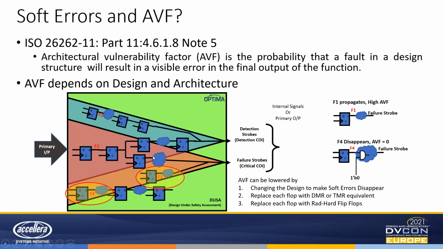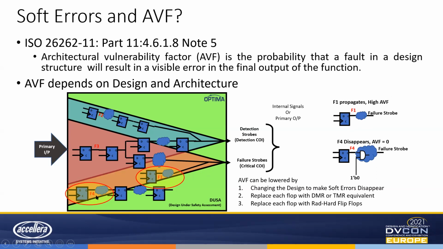AVF actually depends on the architecture and how your architecture is blocking some of the faults, like what I have defined here. For example, F1 is directly propagating to the failure strobe, and any fault that occurs in F1 is going to violate the safety goal, right? So it has high AVF.